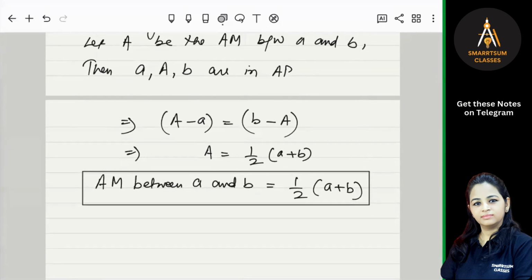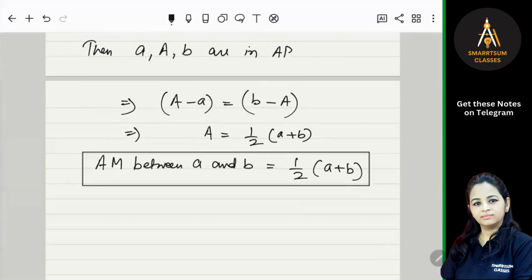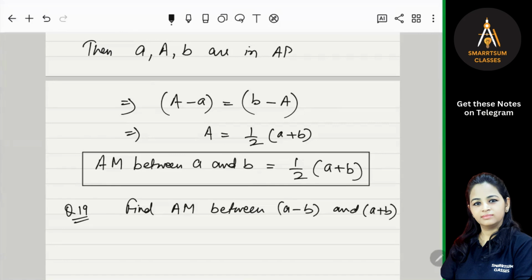For example, suppose we have to find the value of question number 19. Find the AM between A minus B and A plus B. We have to find the arithmetic mean of these two, right? So how to do that?